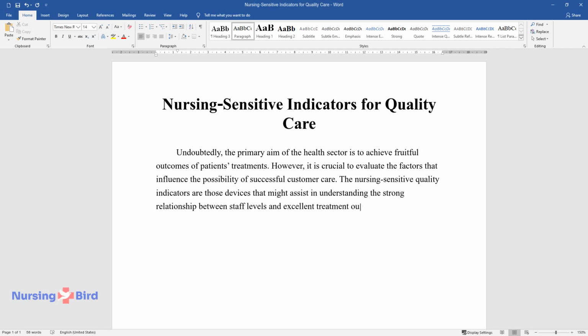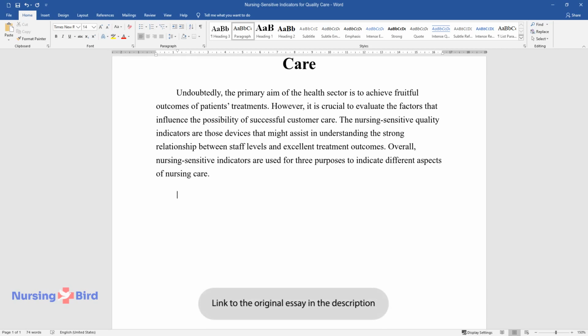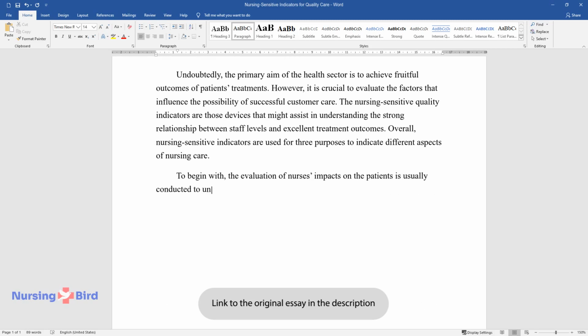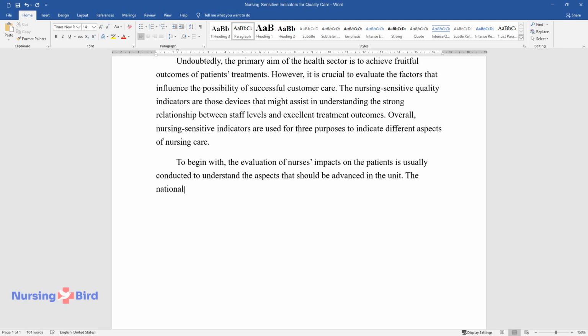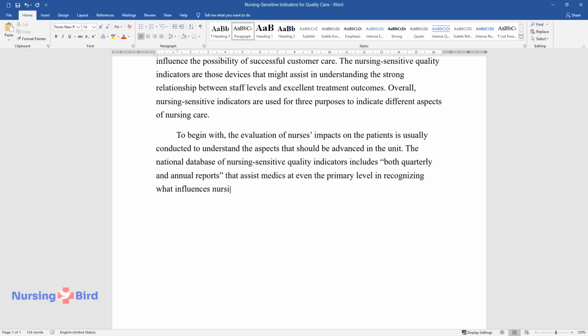treatment outcomes. Overall, nursing-sensitive indicators are used for three purposes to indicate different aspects of nursing care. To begin with, the evaluation of nurses' impacts on the patients is usually conducted to understand the aspects that should be advanced in the unit. The National Database of Nursing-Sensitive Quality Indicators includes both quarterly and annual reports that assist medics at even the primary level in recognizing what influences nursing care quality.